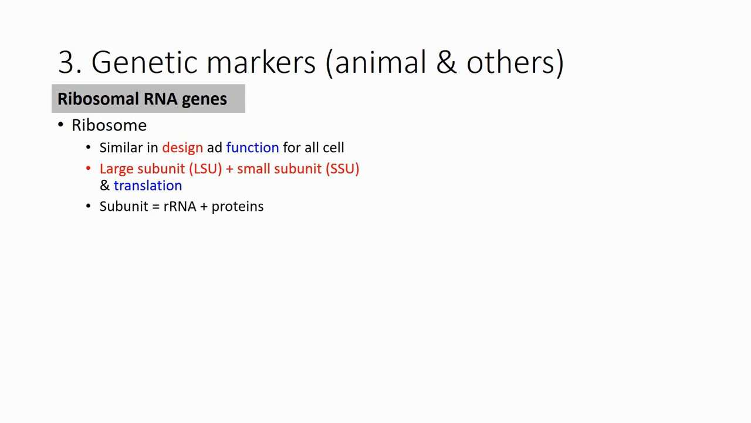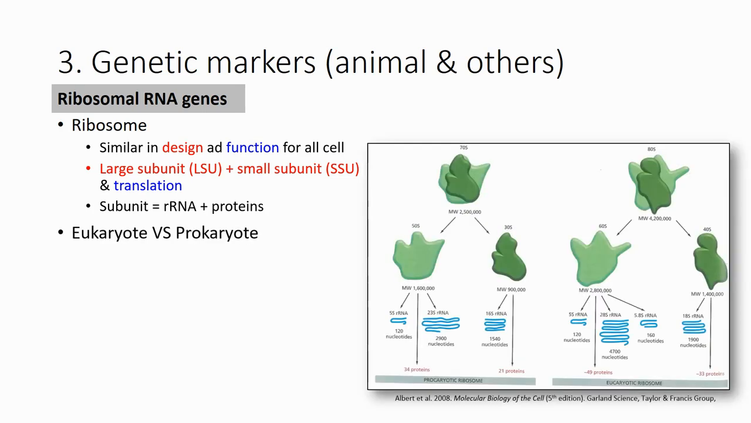So each subunit is made up of an RNA molecule and also protein. Both the large subunit and the small subunit are very important in translation, to translate the RNA into protein. Okay. So the main difference in the ribosomal gene is between the eukaryote and prokaryote cell.